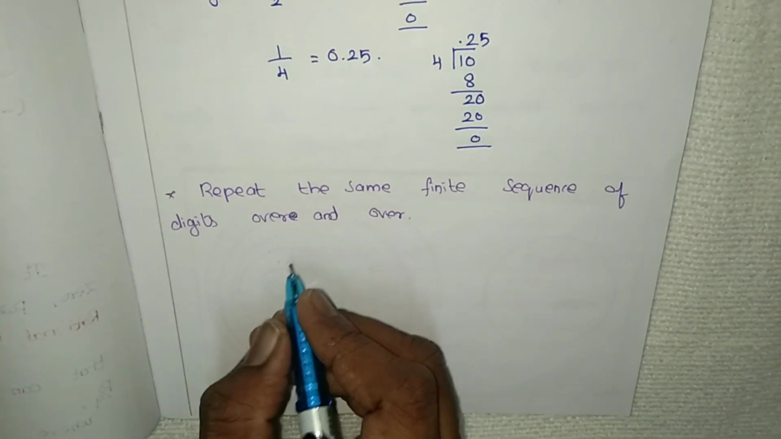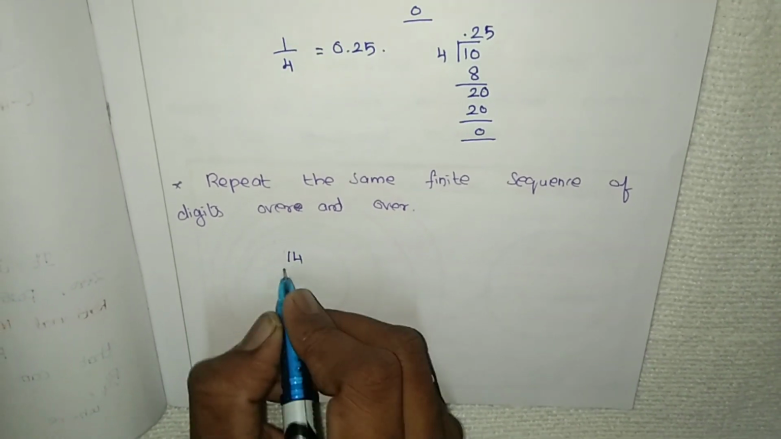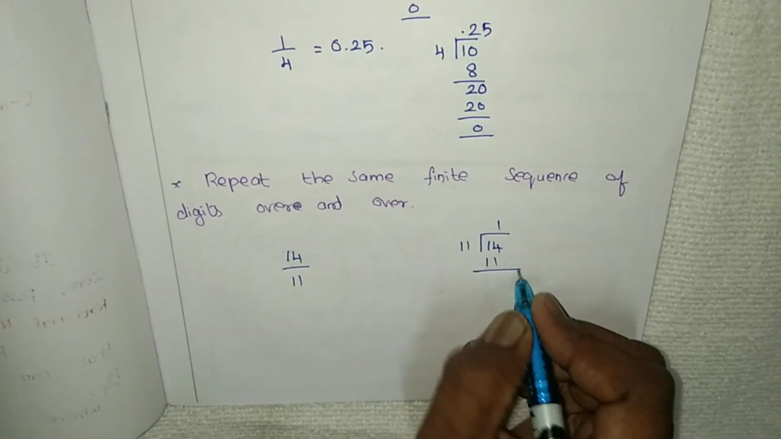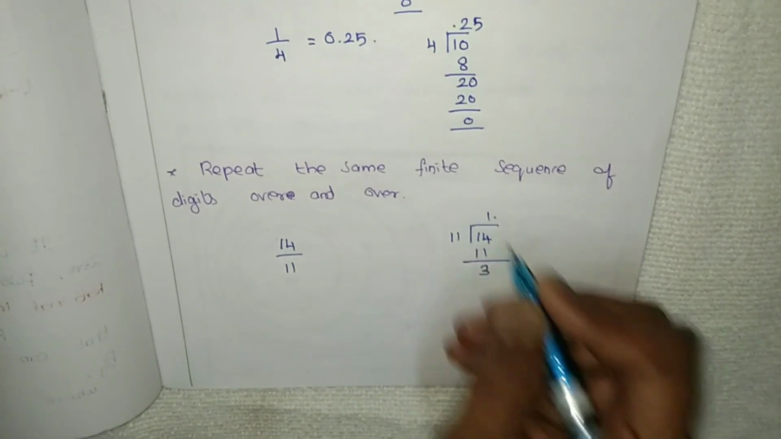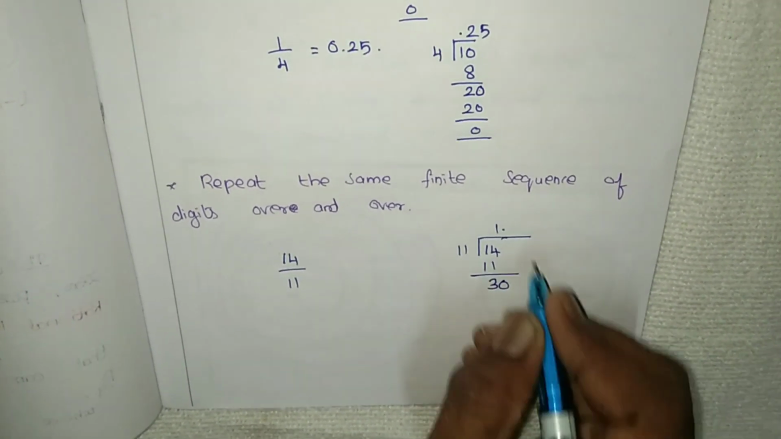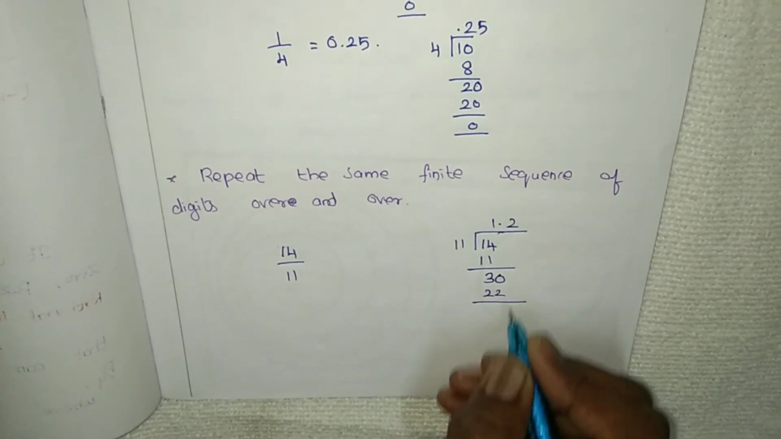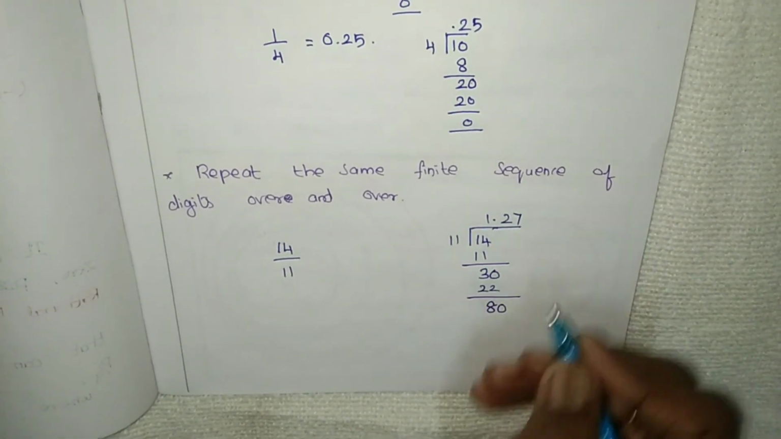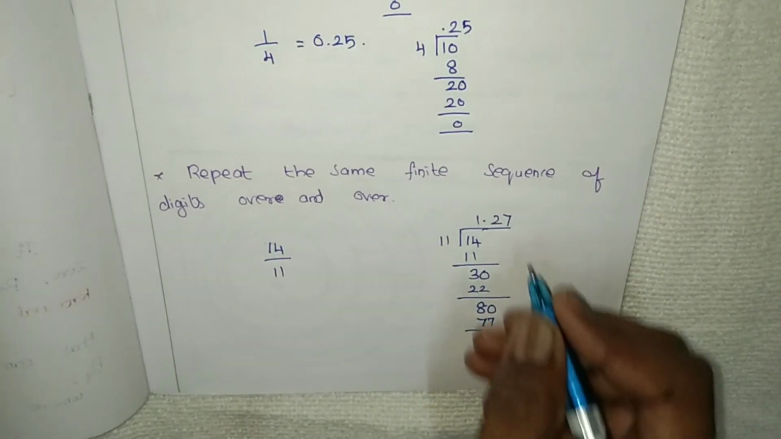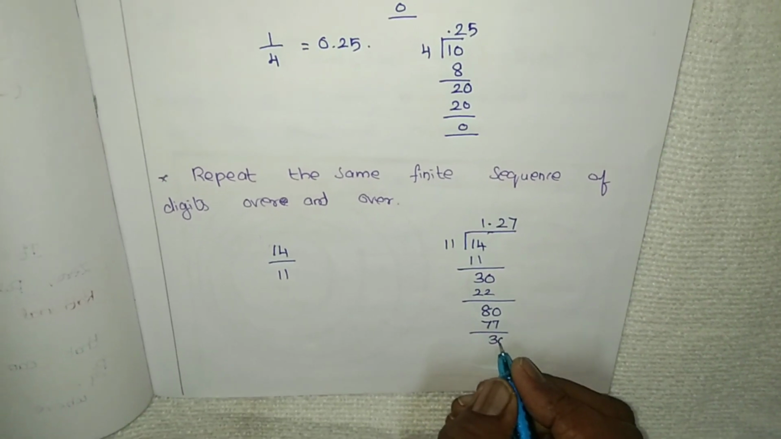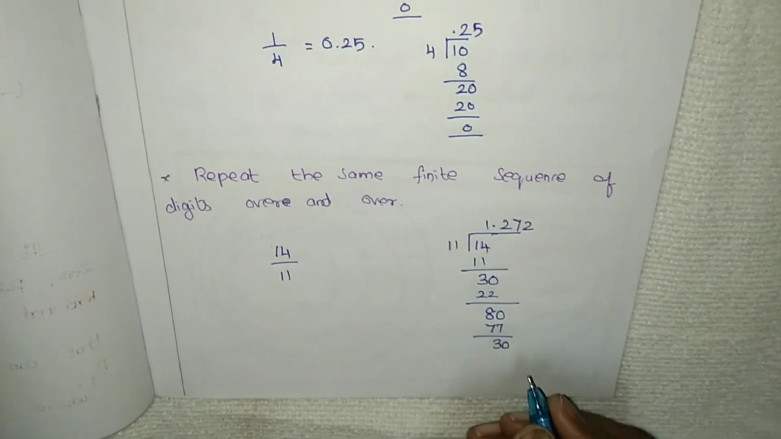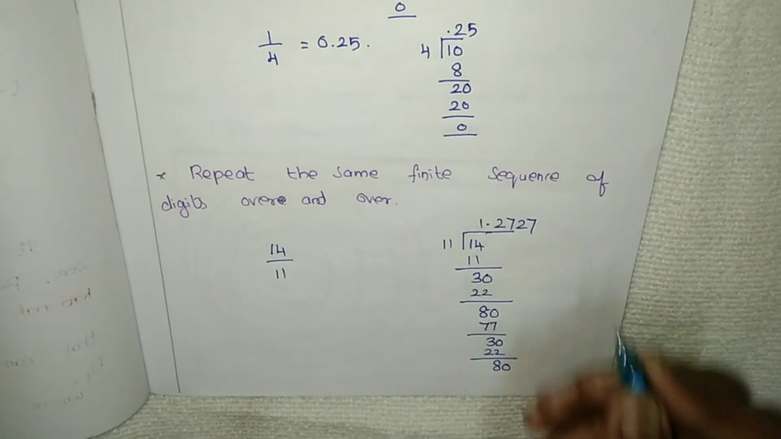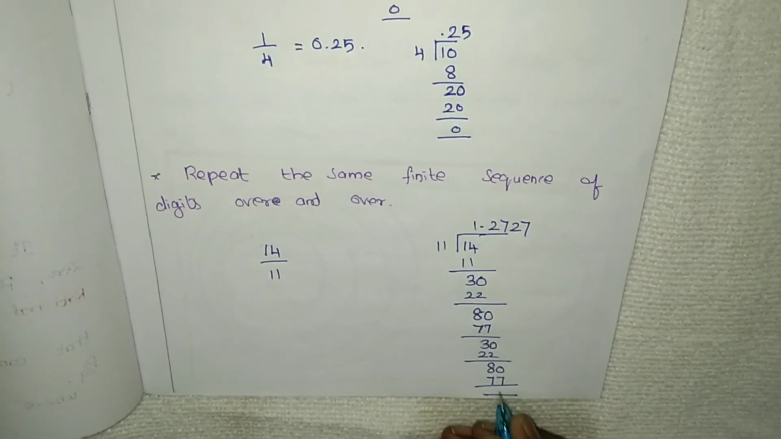One more example I am going to give. 14 by 11. I am going to divide 14 by 11. 1 11 is 11. Remaining 3. So here I put a decimal point. Add 1 zero. 2 11s are 22. Remainder 8. Here I already put the decimal point, so I can add 0. 7 11s are 77. Remainder 3. You can add 0, 30. 2 11s are 22. Remainder 8. Again 0, 7 11s are 77. So the numbers are going on.